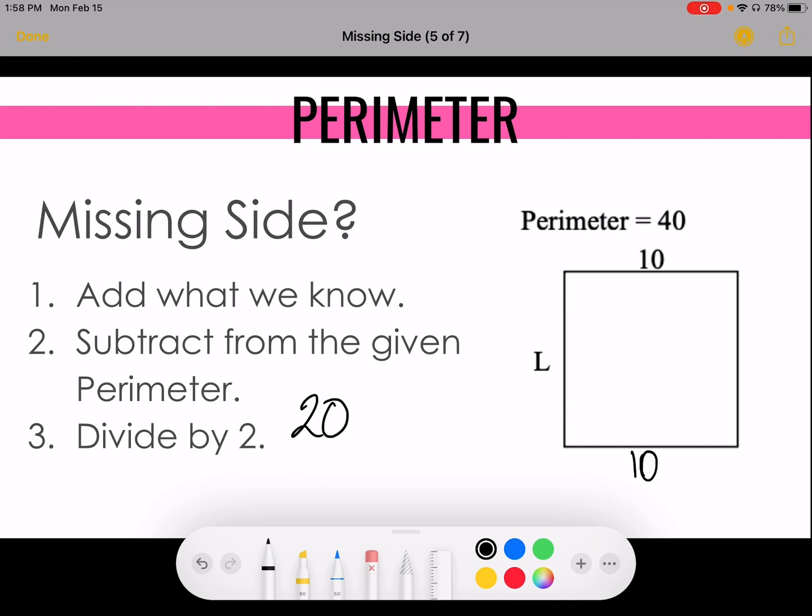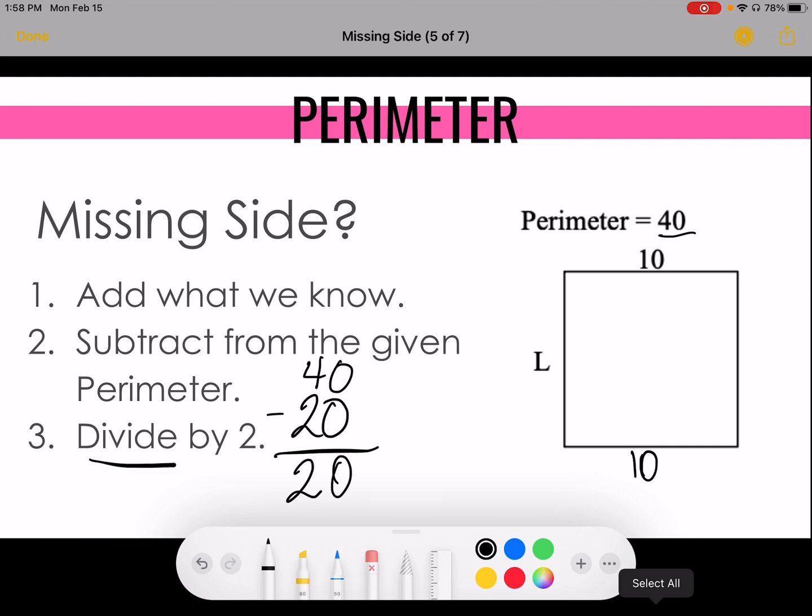Then I need to subtract that from my perimeter. So I'm going to do 40 minus that 20. 0 minus 0 equals 0. 4 minus 2 equals 2. So now I have 20 for both of my missing sides.